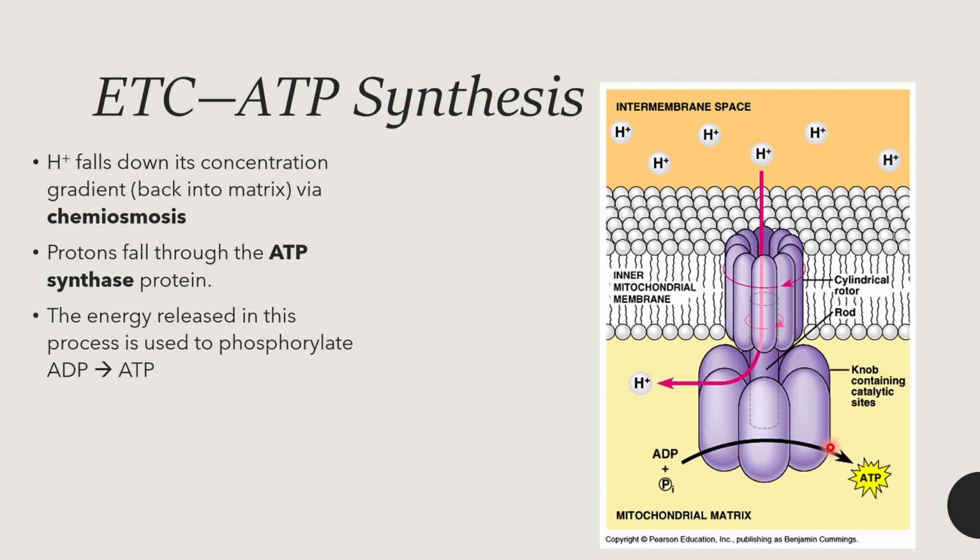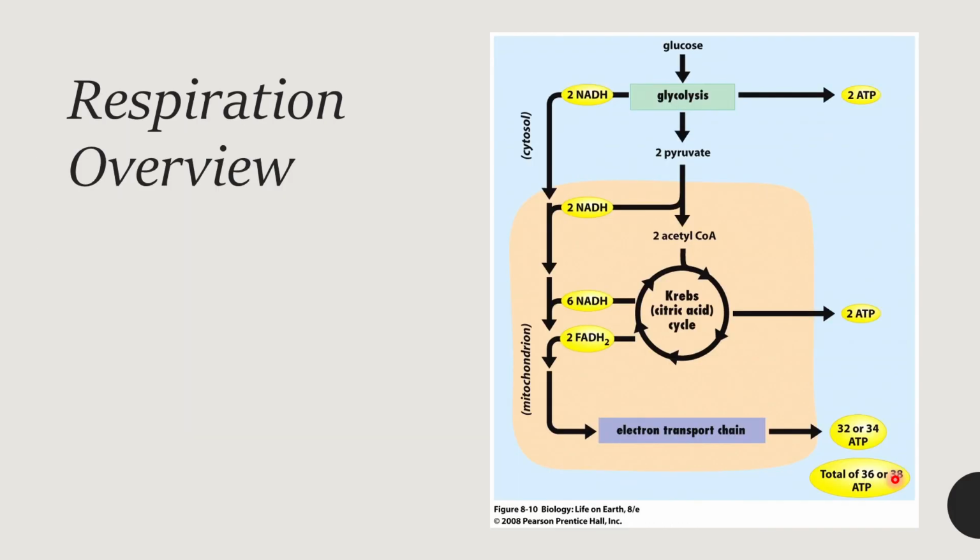So here's the ATP synthase protein. As the protons fall through, this protein is going to spin around and use that spinning energy to make a molecule of ATP, or to phosphorylate your ADP into ATP. So, to summarize the process of cellular respiration, we start with glucose.